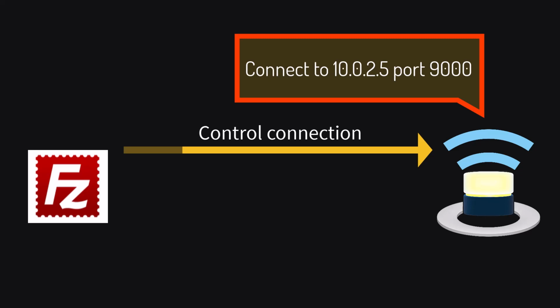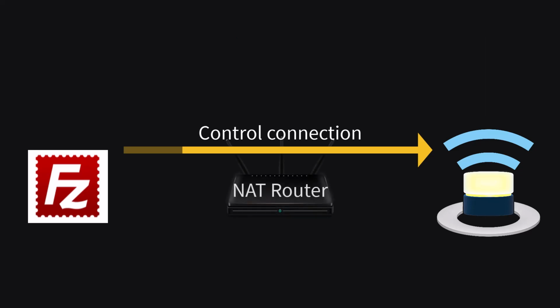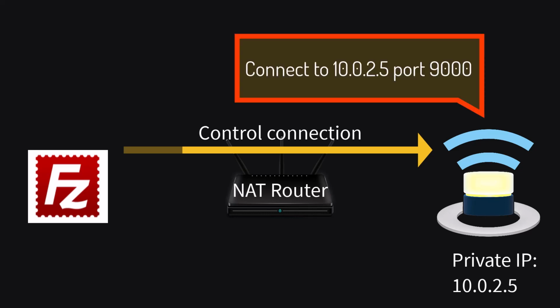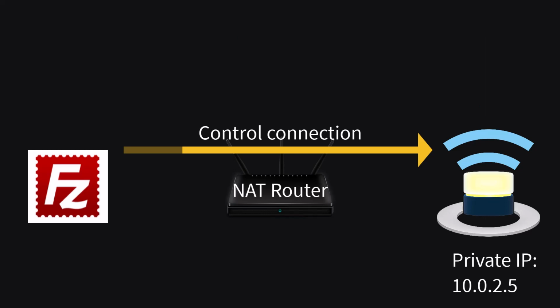Because you see, the server is behind a network address translation router. So it has a private IP address. So it thinks it's at, let's say, this private network. It has an IP address of 10.0.2.5. Okay, so it'll send back to FileZilla, connect to 10.0.2.5 port 9000. But FileZilla's on the other side of the router, and it doesn't see the server at 10.0.2.5. It'll see it somewhere else.